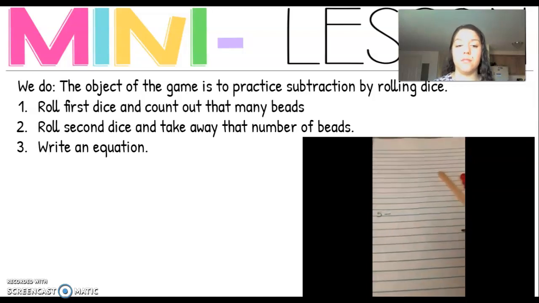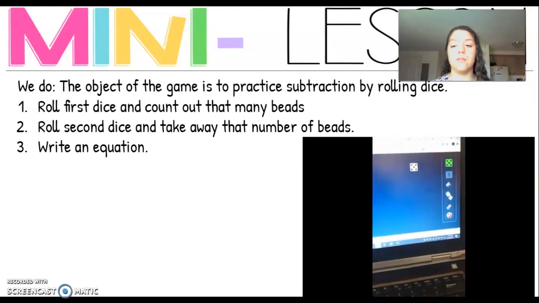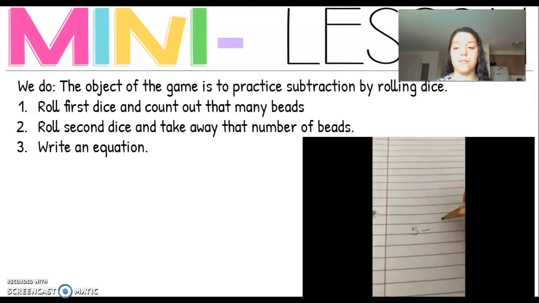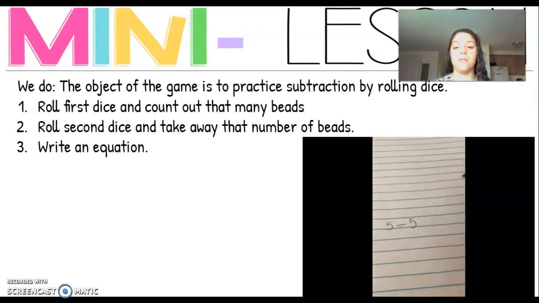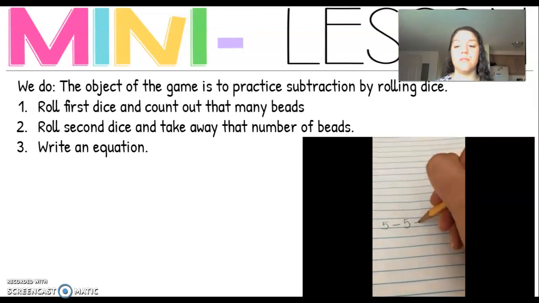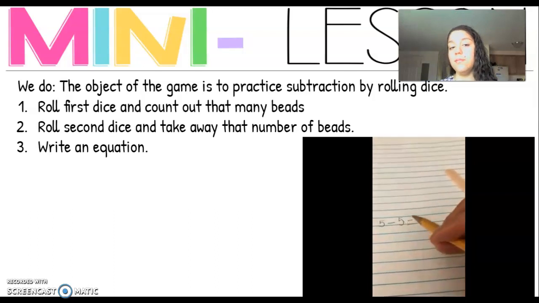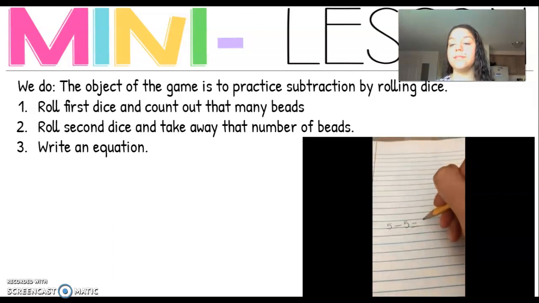How many beads did the dice tell us to take away? Oh yeah, you're right, 5. Let's write another 5. And then remember, you always need your equal sign. 5 minus 5 equals 0.